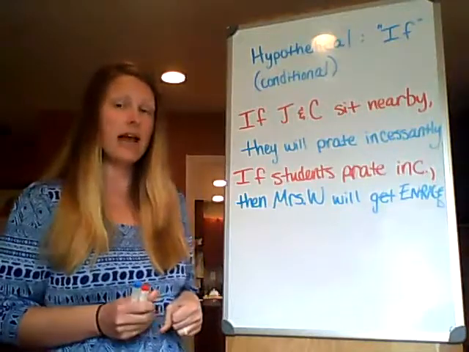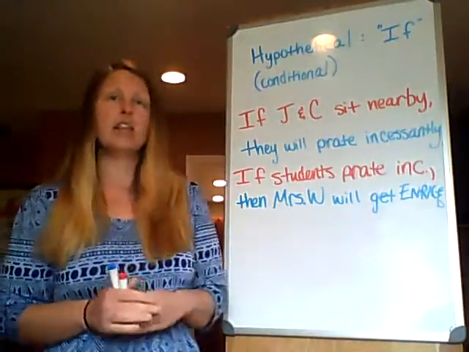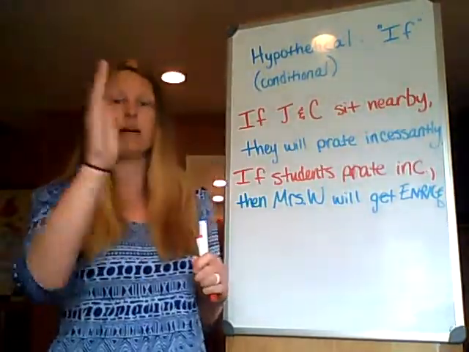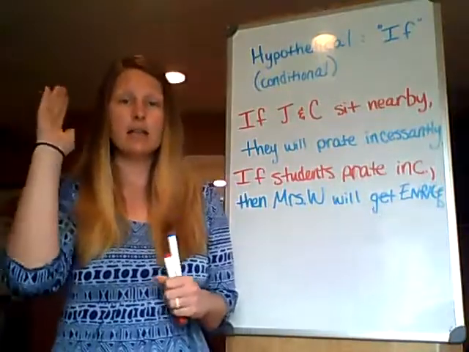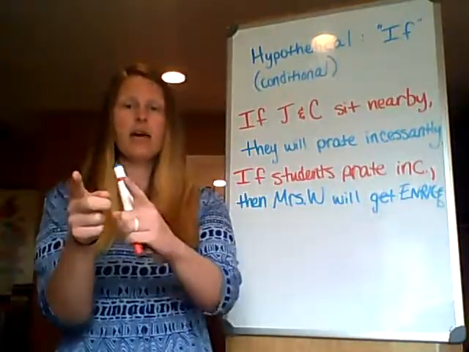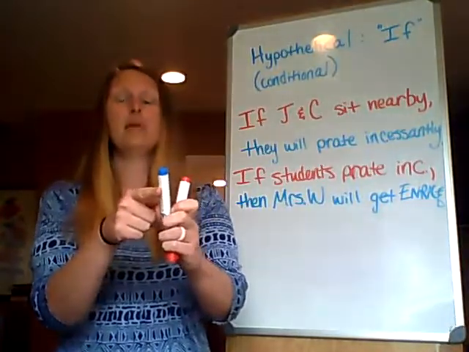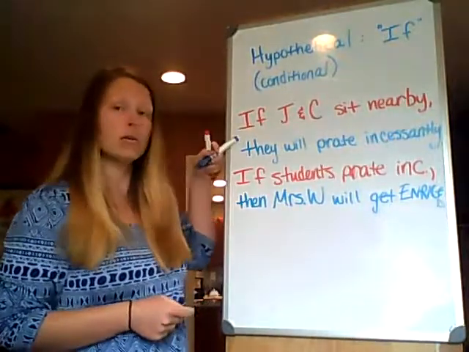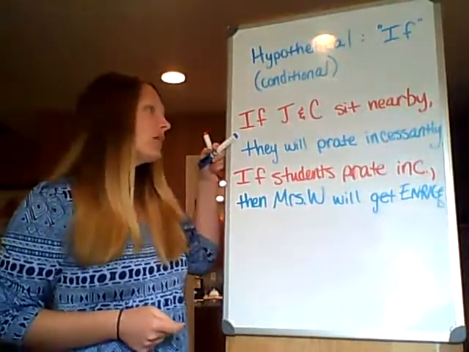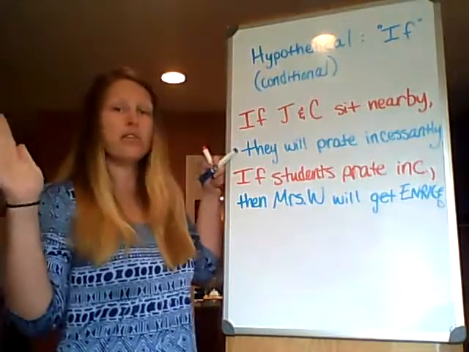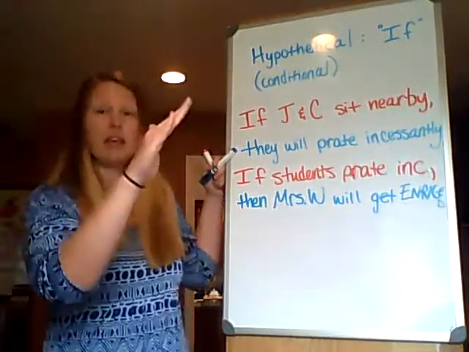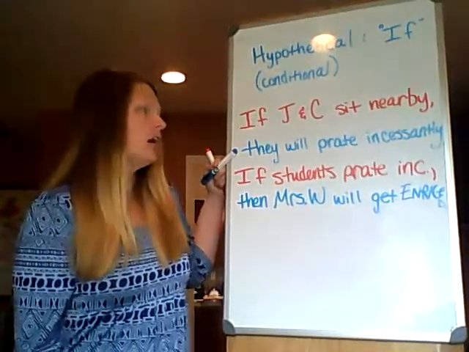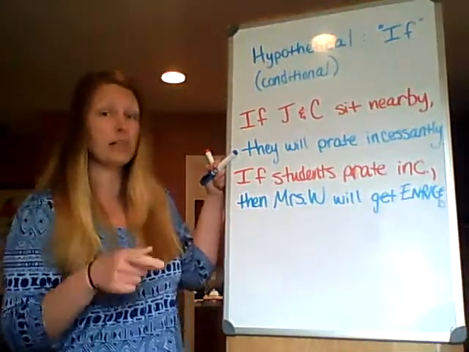And here's how I do this. Think of this like I have three dominoes that are all stacked up, just the perfect distance from each other. If I push on the first domino, it's going to hit the second domino, and then the third domino will automatically fall. So here's the first domino, J and C sitting nearby each other. If that happens, then we know for a fact it's going to hit the second domino, which is them prating incessantly. And we know that that domino causes something else to happen.